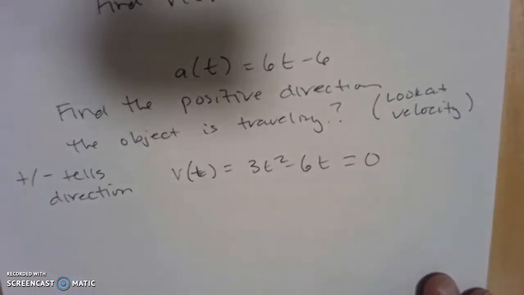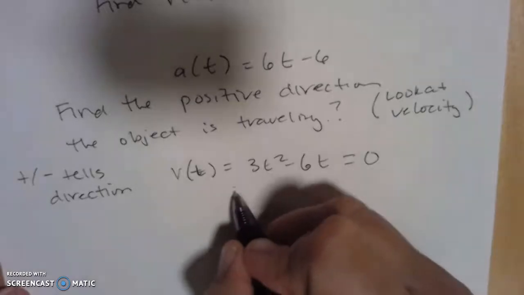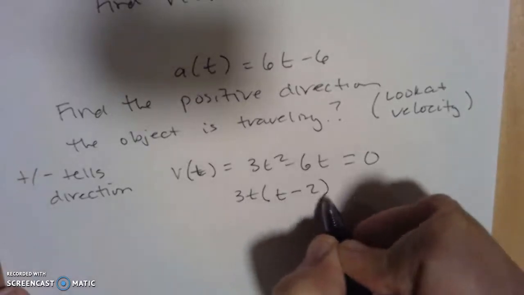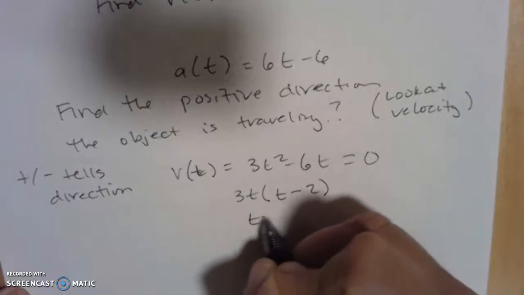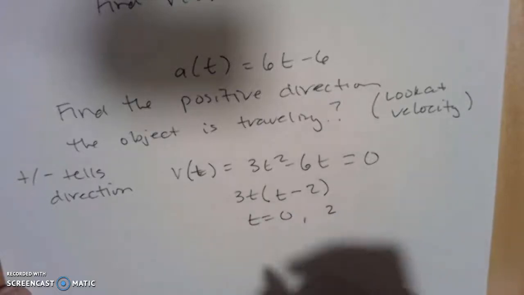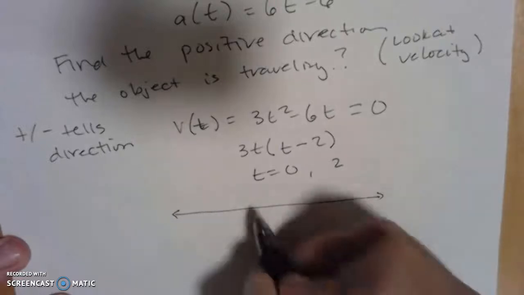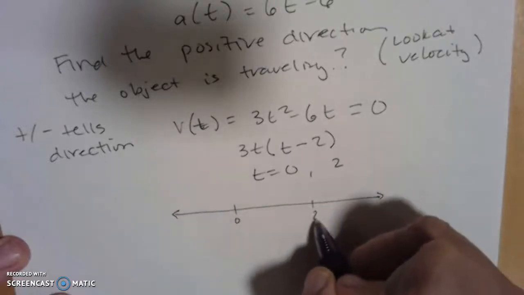So we can determine whether we're going positive, when we're not moving at 0, our critical point where we possibly might change direction. Then we're going to check, just like the critical points, finding the maximum and the minimum. So let's factor this. I'm going to get 3t times t minus 2, so we're going to get t equals 0 and t equals 2. So I'm going to check what's happening. We're going to do our first derivative test. We have 0 and we have 2.